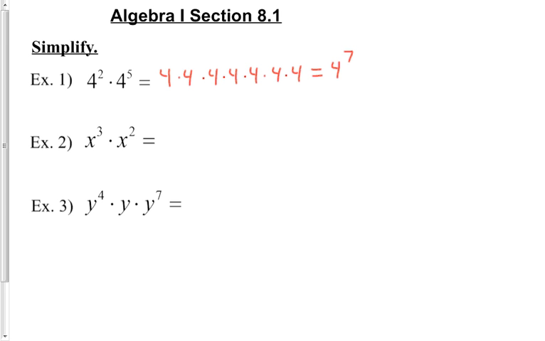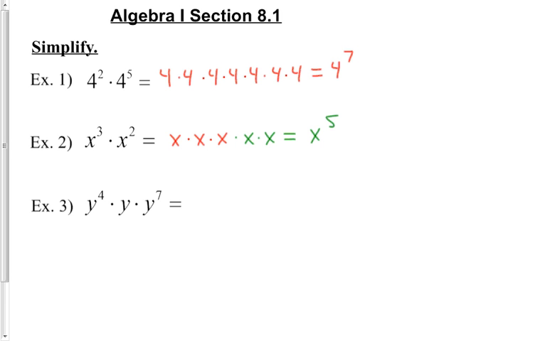multiplying it together. So in example 2, x to the 3rd means we're going to have x being multiplied together 3 times. And then we'll have x squared, which means x being multiplied together another 2 times, which gives us x to the, there's 5 of them there now, so x to the 5th. Notice, what did you do with those exponents when you multiplied? You took 3 plus 2 and you got 5.